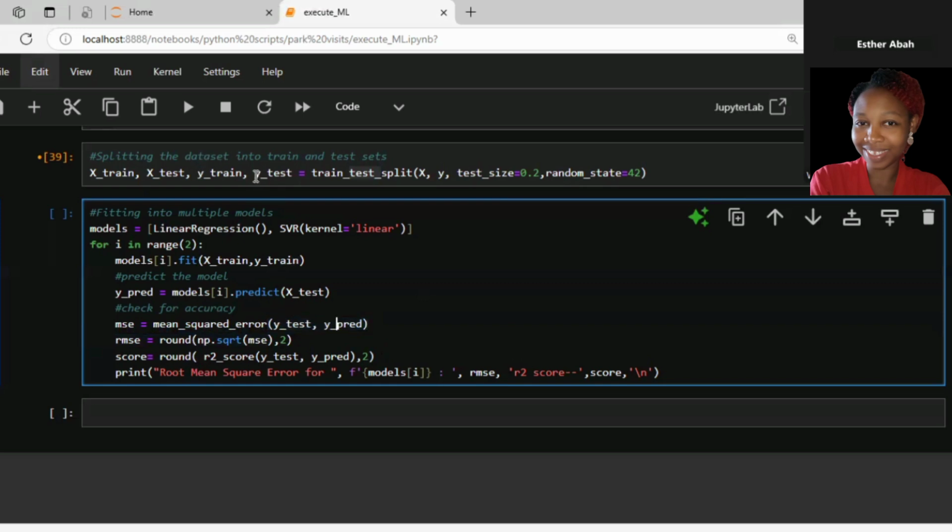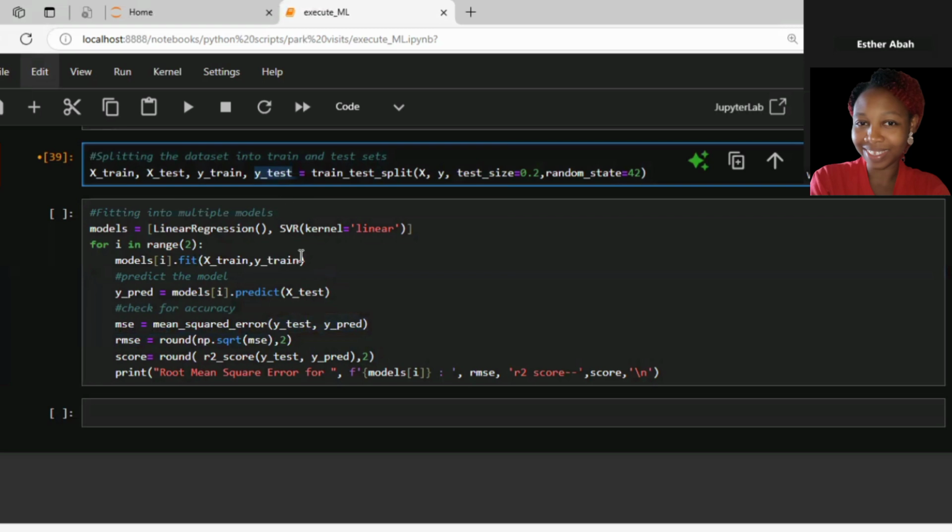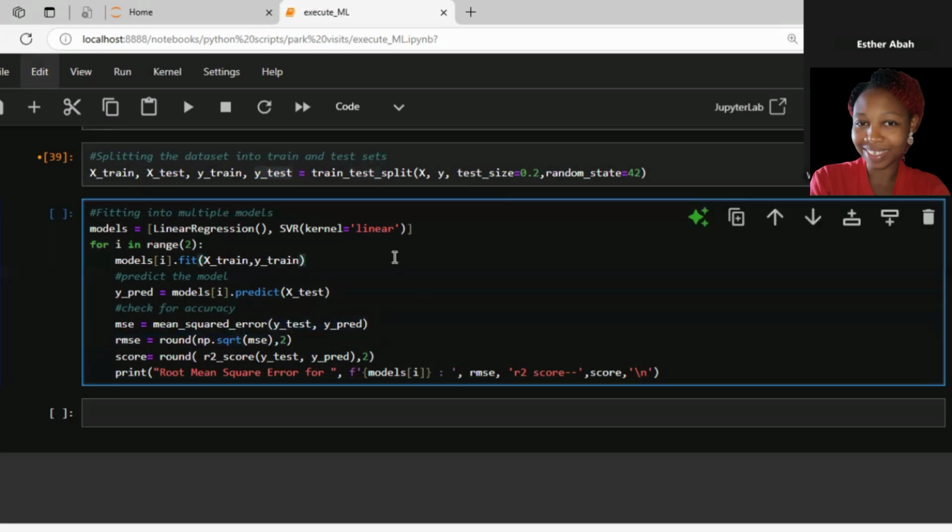Look at it here. Y test. Don't forget what I said the test is. The test is your 20% that you kept at the corner to use to check the accuracy of your model. So follow me closely, please. I need to be very, very patient here. So this y predict here, this is y predict.